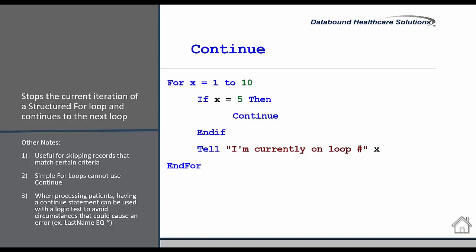So for x equals 1 to 10, if x equals 5, then continue. What this would do is, instead of printing up until 5 like we saw earlier, this would print 1, 2, 3, 4, 6, 7, 8, 9, 10, and it would skip that 5 variable. And the syntax is simply continue when we put it in line inside of a structured for loop.